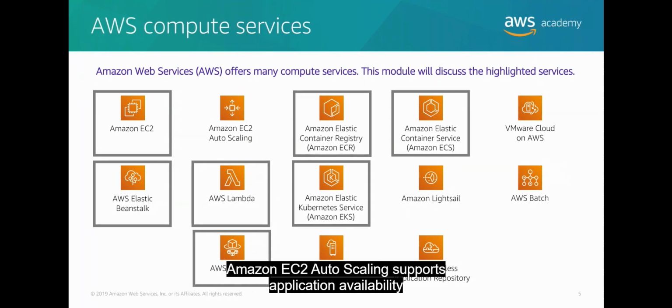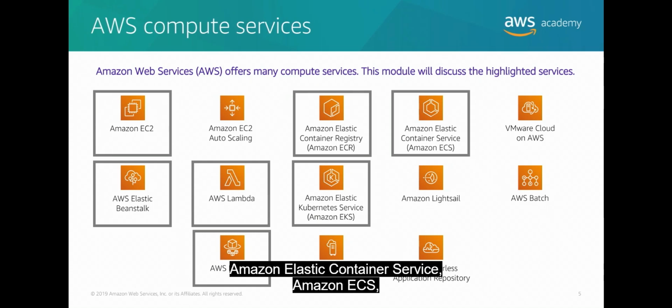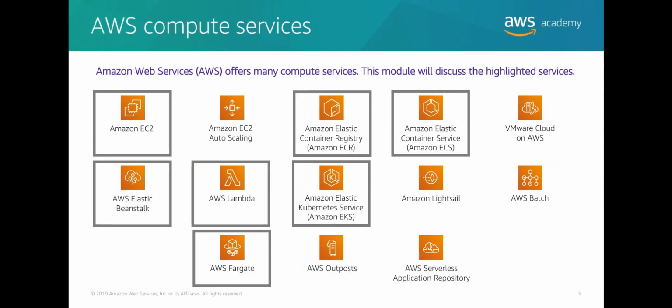Amazon EC2 Autoscaling supports application availability by allowing you to define conditions that will automatically launch or terminate EC2 instances. Amazon Elastic Container Registry, Amazon ECR, is used to store and retrieve Docker images. Amazon Elastic Container Service, Amazon ECS, is a container orchestration service that supports Docker. VMware Cloud on AWS enables you to provision a hybrid cloud without custom hardware.